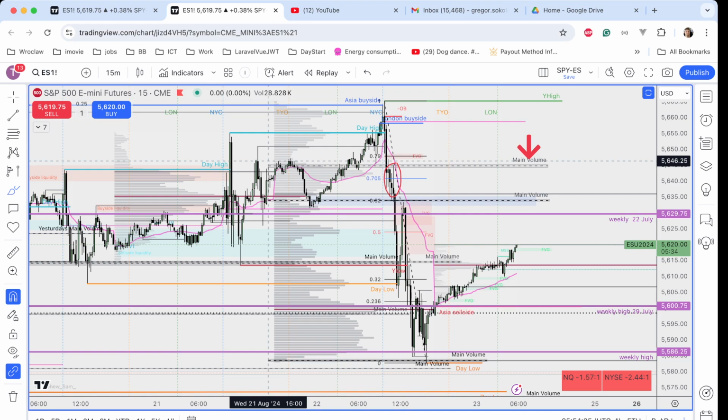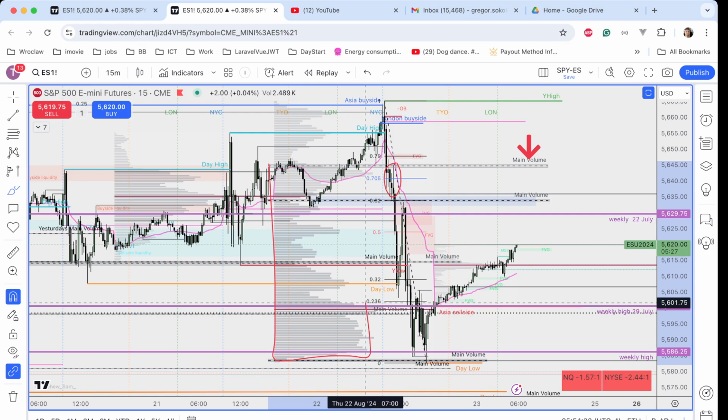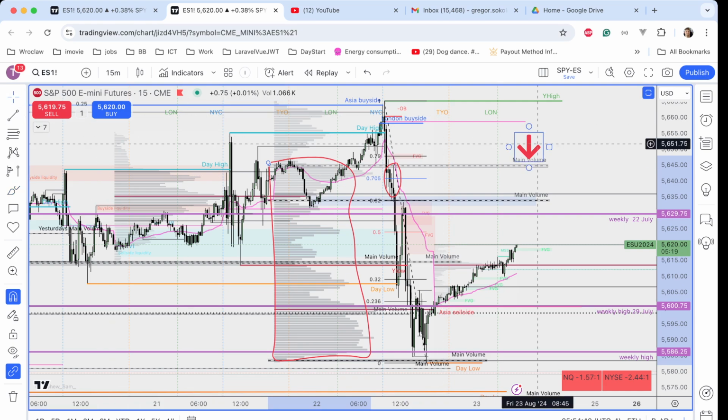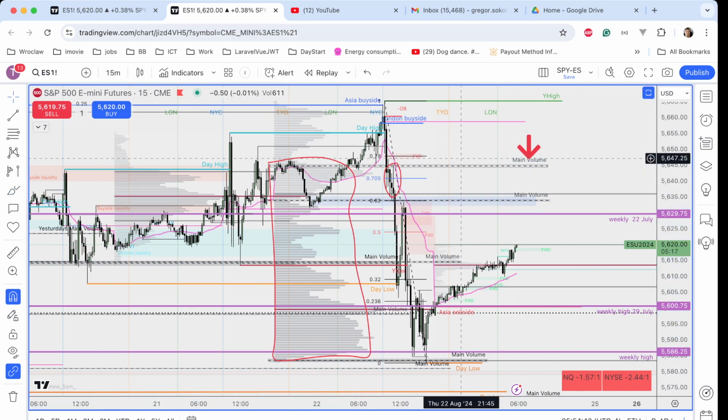I'm just gonna do that so you know. This is your main volume from yesterday. A lot of shorts here. They have stop losses up there. Some of them have stop losses here. That's why I'm saying we might get a push.